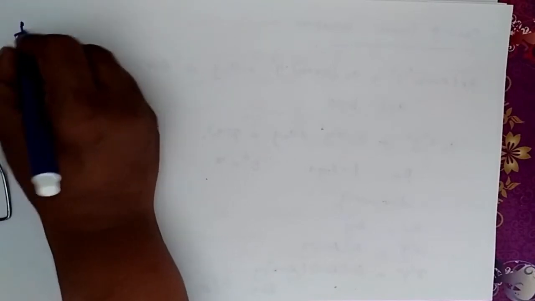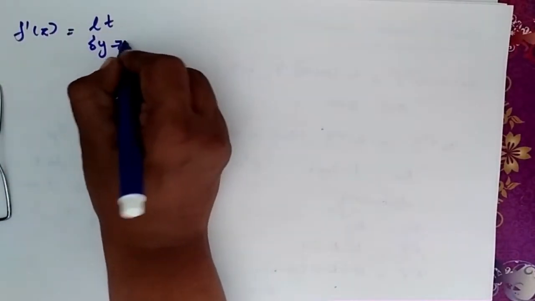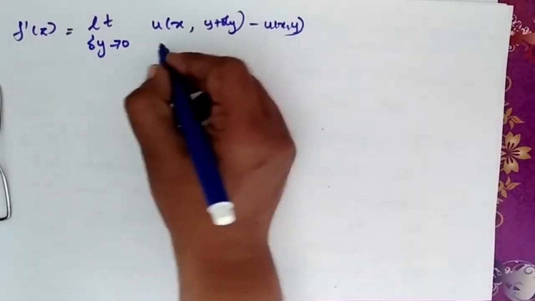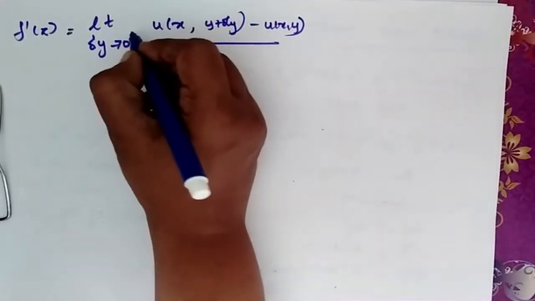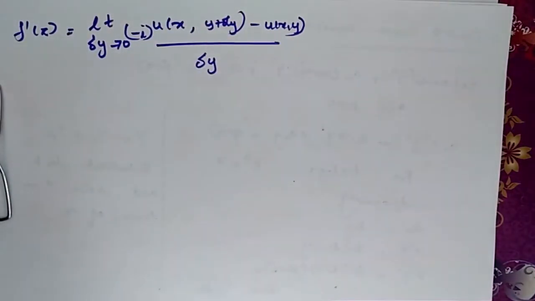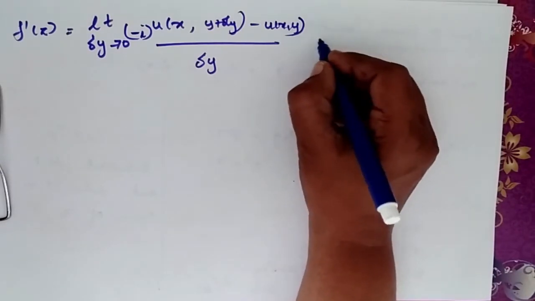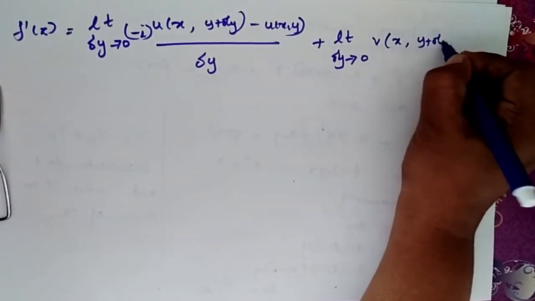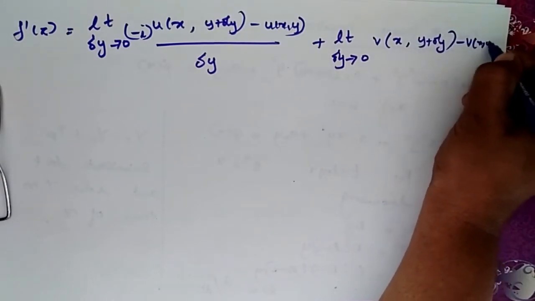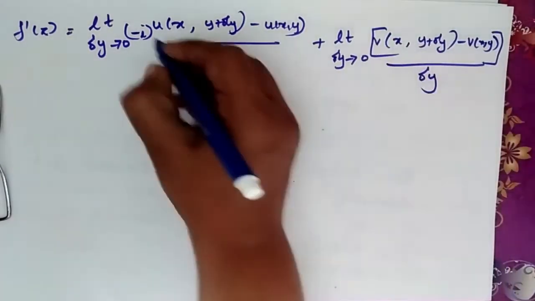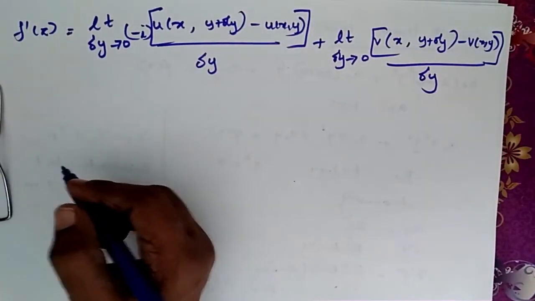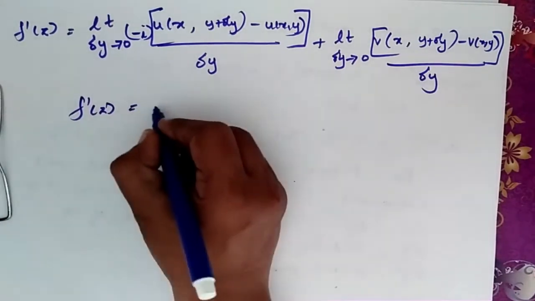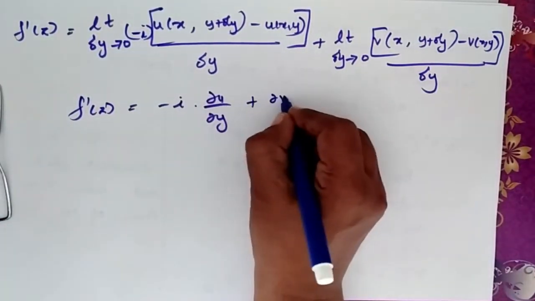f dash of z is equal to limit of delta y tending to 0 of u of x comma y plus delta y minus u of x comma y divided by delta y. In place of 1 by i you are going to substitute minus i here. So the next term: here i square is minus 1, so it will become plus limit of delta y tending to 0 of v of x comma y plus delta y minus v of x comma y divided by delta y. Now these are the partial derivatives with respect to y, so we are replacing it as f dash of z is equal to minus i into dou u by dou y plus dou v by dou y.